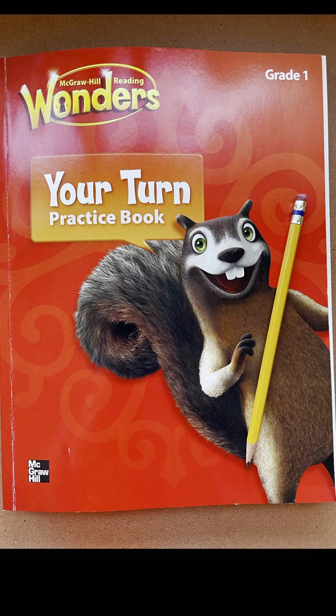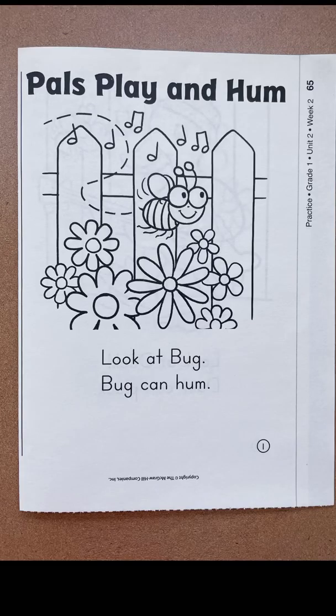In this video, you will need your red Your Turn practice book and a pencil. Turn to page 65 when you're ready. Gently tear out page 65 and fold it into a mini book. Follow along as I read the story, Pals, Play, and Hum.